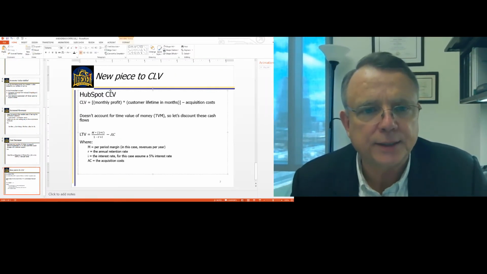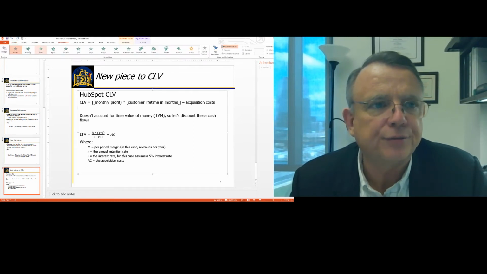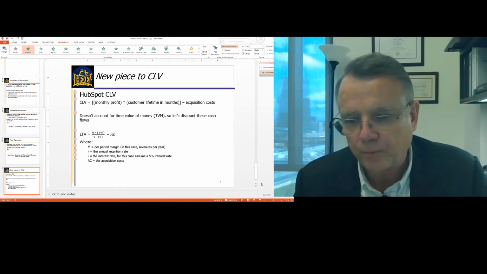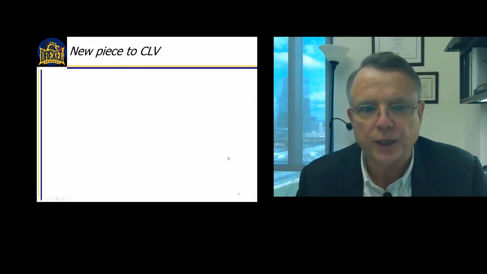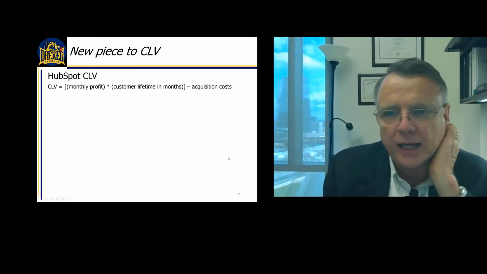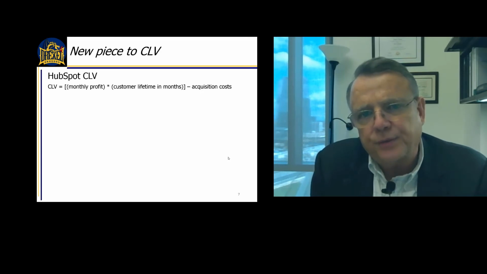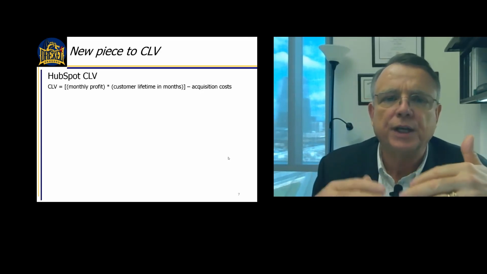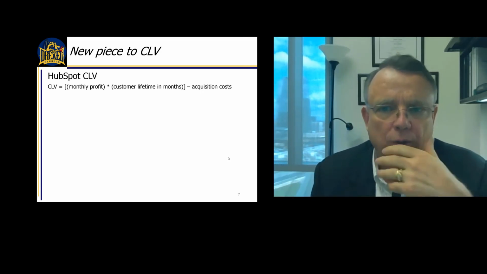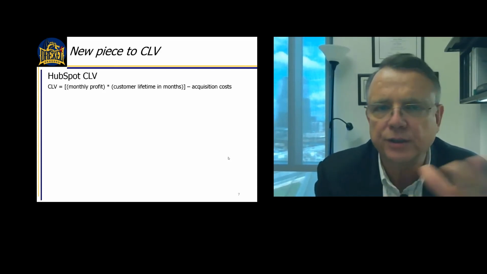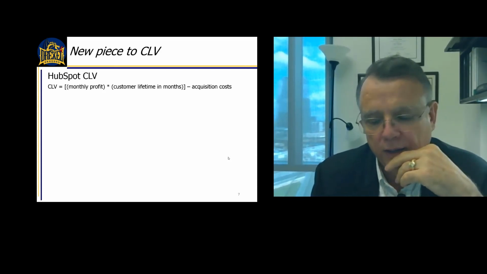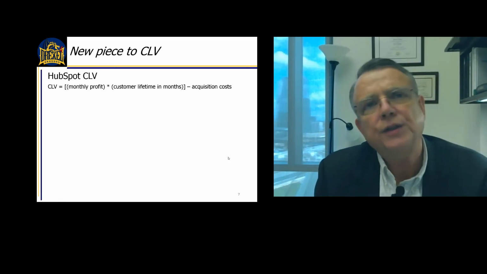The HubSpot CLV is a little different than the one we did last week, because here's what we did last week, okay? Monthly profit times customer lifetime in months. So this is the inverse of customer churn, okay, minus the acquisition cost. This is just a very basic kind of CLV. Here's the thing it doesn't do.